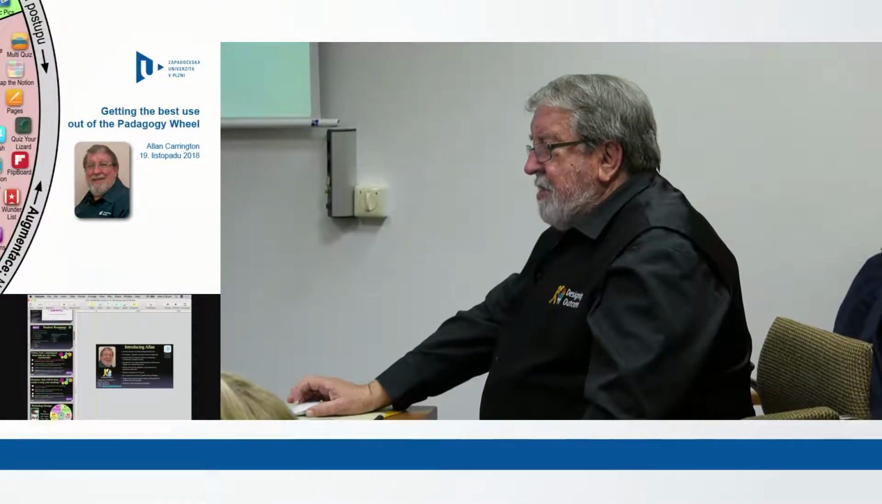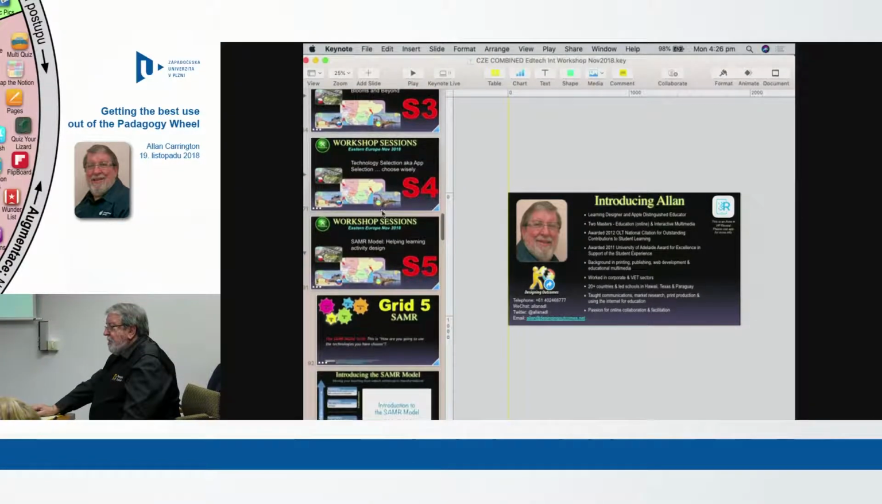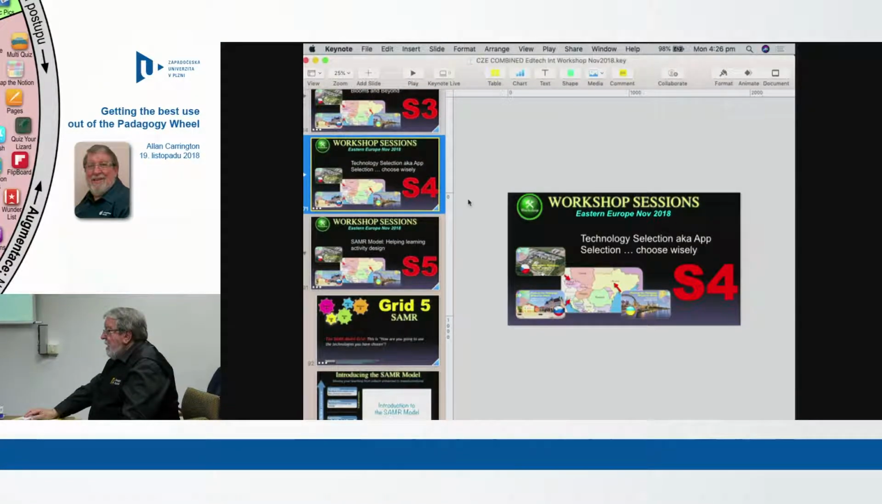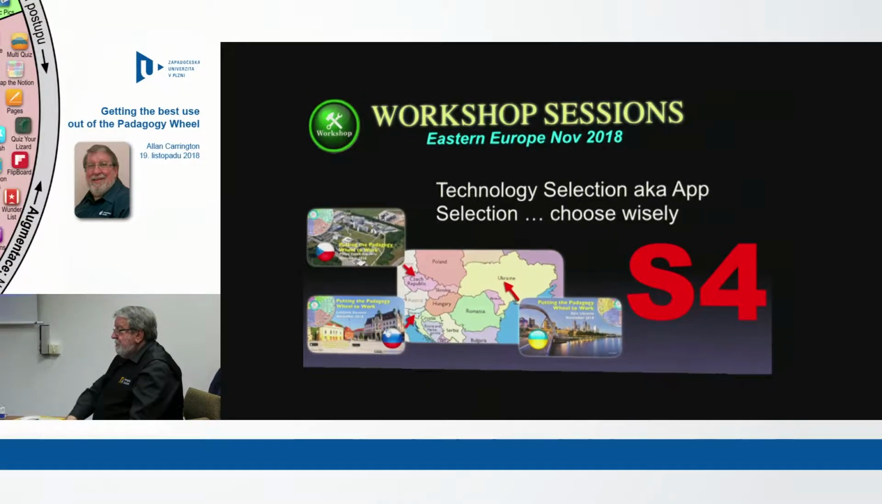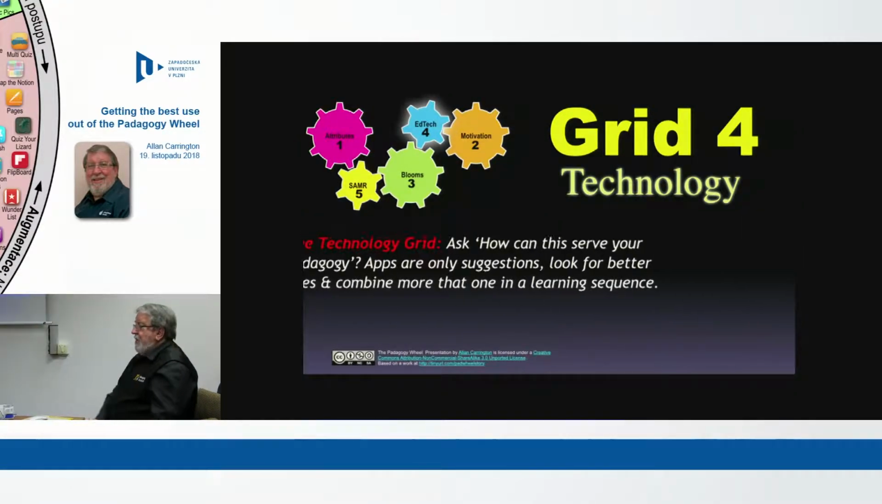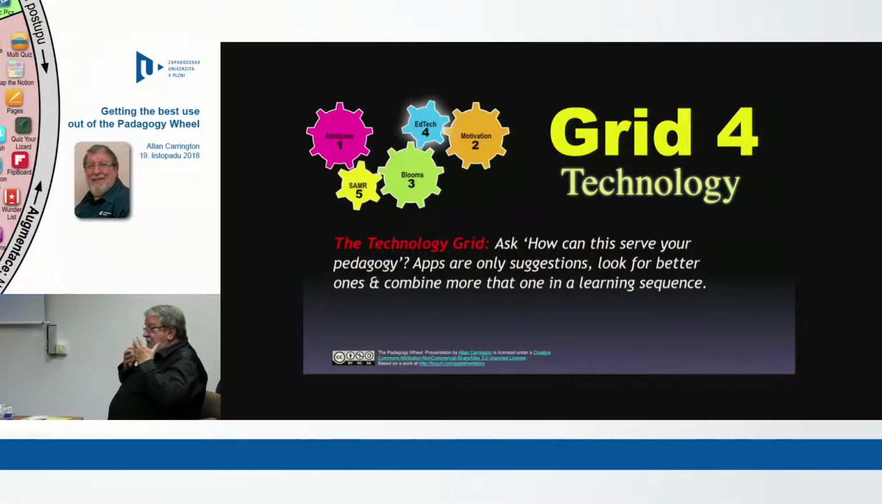So the second thing you guys asked about was evaluating, selection of apps. This is the technology grid. And the decisions you make about attributes, which we'll get to, and the decisions you make about SAMR are all connected. So you change one, you'll change them all. And this is the technology grid, and how can this technology serve your pedagogy?